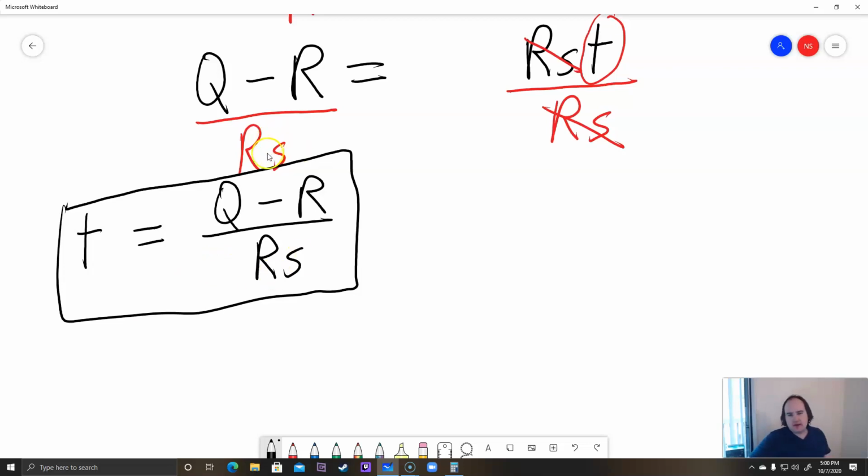And notice when I divided both sides by RS, that denominator RS actually applied to the Q minus R. Not just the Q, not just the minus R, but the whole thing. Okay, so that one's a little bit harder because it has so many variables and a lot going on.